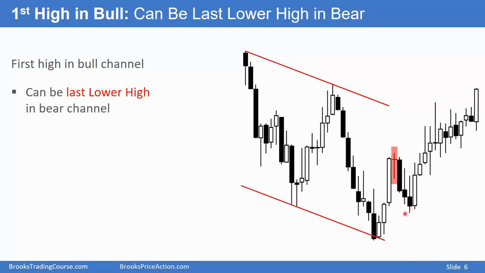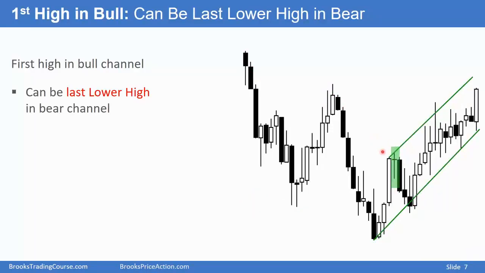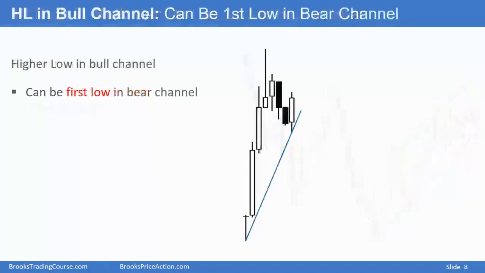Here we have a lower high, did not go to a new low, and it was the last lower high of the bear trend. It was followed by a higher low in this case, and the start of a bull trend. Bear trend, a lower high, and sometimes that lower high will be followed by a new low and then a reversal up, and sometimes it's followed by a higher low and a move up. The first high in a bull trend often is the final high in a bear trend.